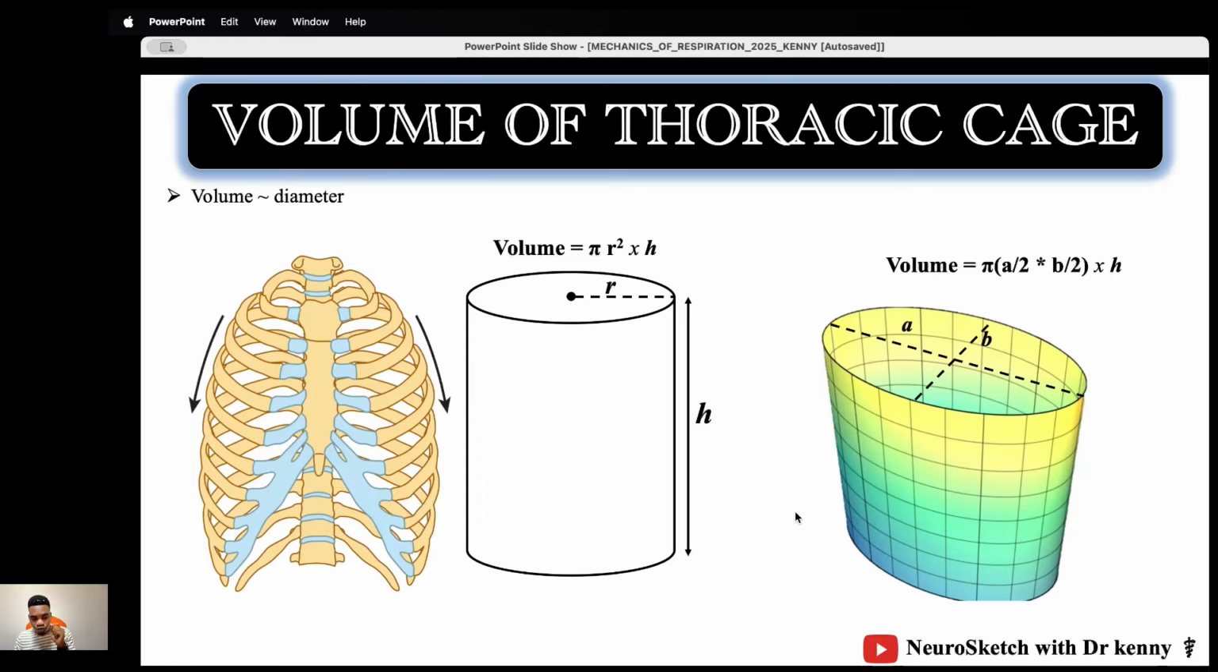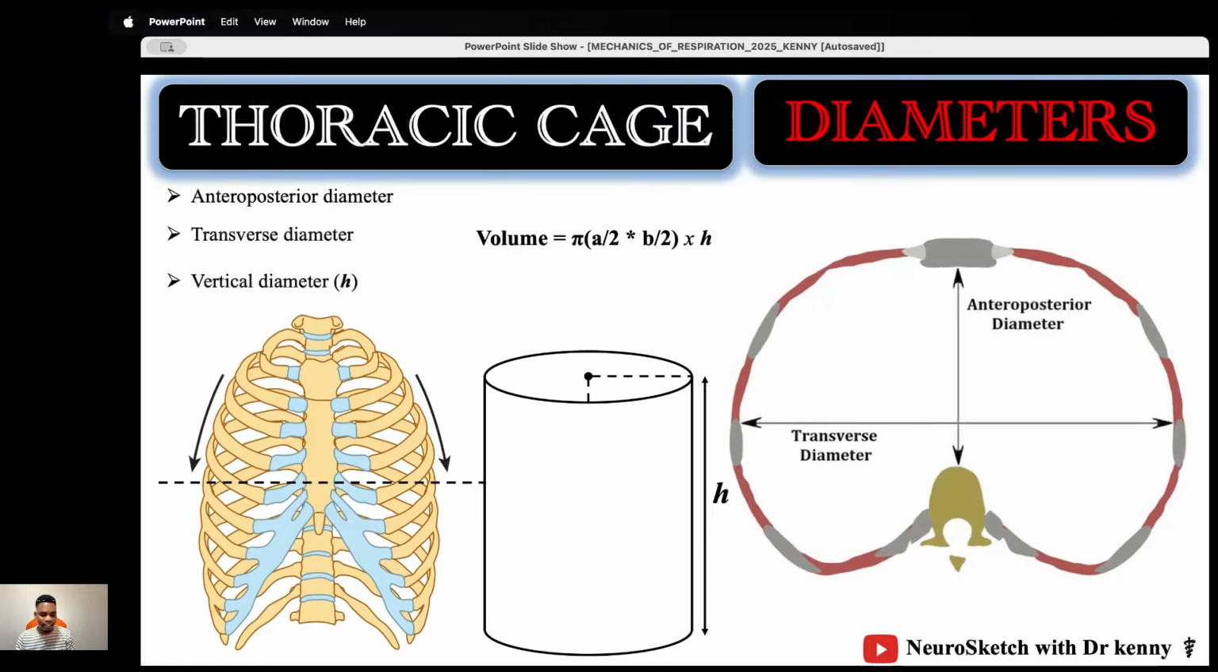This brings us to a very important discussion about the diameters of the thoracic cavity. When you take a cross-section of the thoracic cavity, you see something like this, and you see it is not circular, it's a little bit like an oval, meaning it has this diameter, which is called the anterior posterior diameter, because it runs from the anterior plane to the posterior plane. Then we also have the transverse diameter, which runs from the sides of the thoracic cavity, but it has also got a height, and the height of the thoracic cage is considered the vertical diameter.